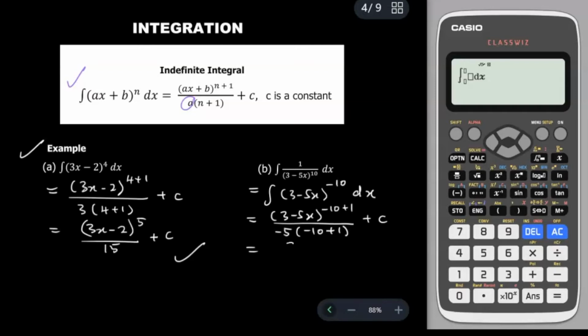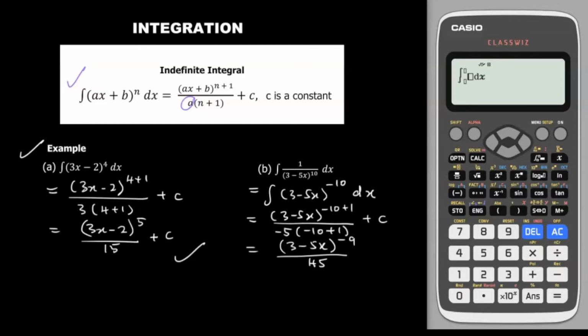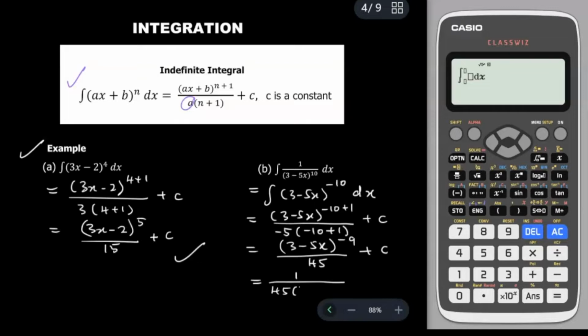So it's equals to (3 minus 5x) whole thing to the power of negative 9, then over, so the bottom will be negative 5 times negative 9, which equals 45. Okay, remember the plus c, so 1 over 45 times bracket 3 minus 5x whole thing power 9, and then plus c, and this is the answer.